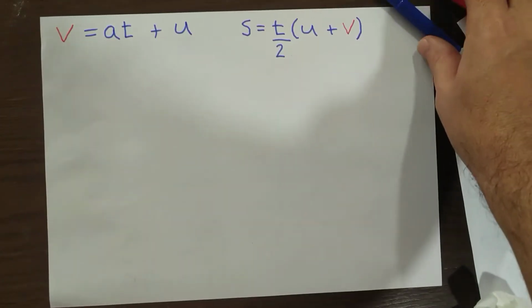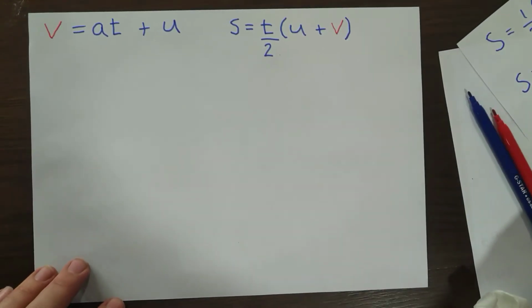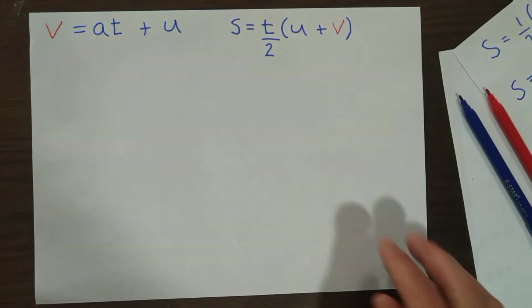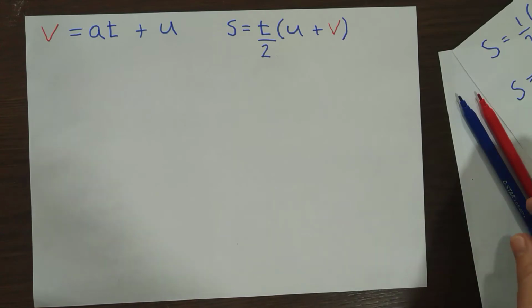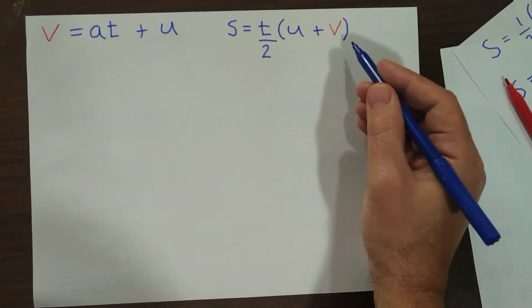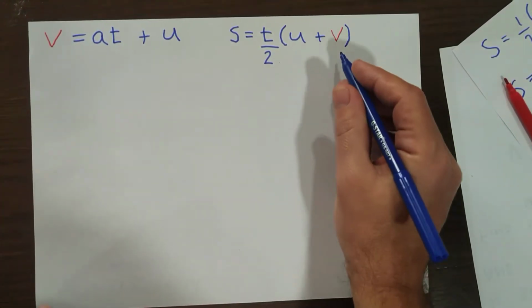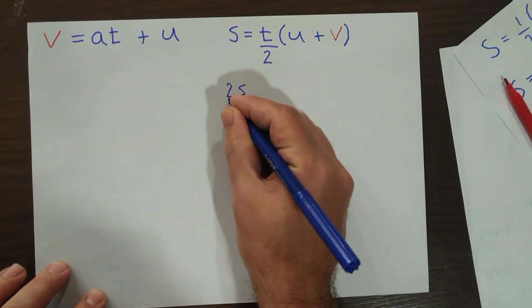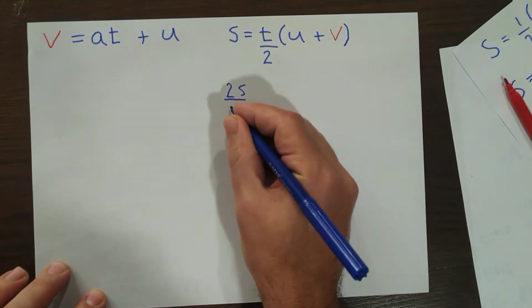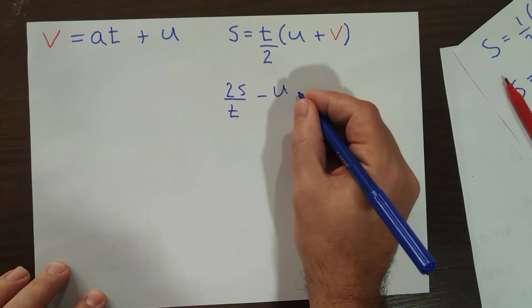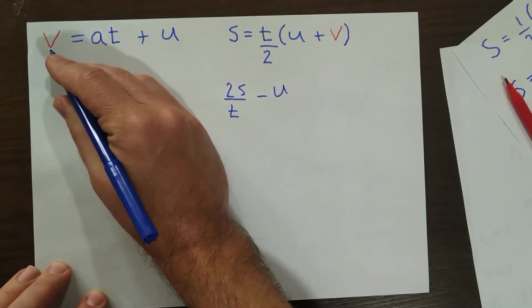Okay, now we're going to determine our third formula by rearranging this one and then solving for our displacement. So I'm going to isolate V, that's why I color coded it, and 2s over t minus u equals V, so it equals that V.